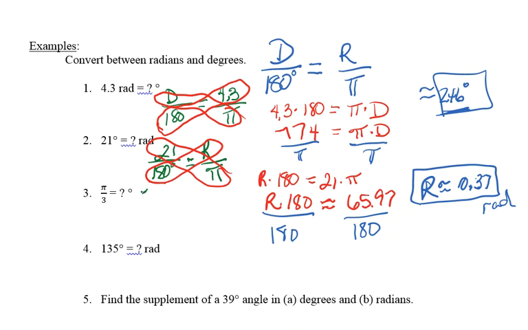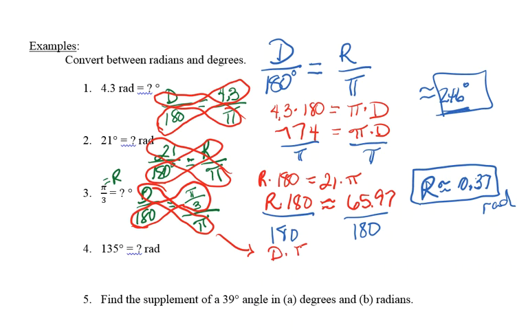So I'm looking for the d, so it's d over 180 equals, now pi over 3 is my r. So it's pi over 3 over pi, and that's why it looks a little bit funny. Now the process is still the same. Cross-multiplying, 180 times pi over 3 equals d times pi.